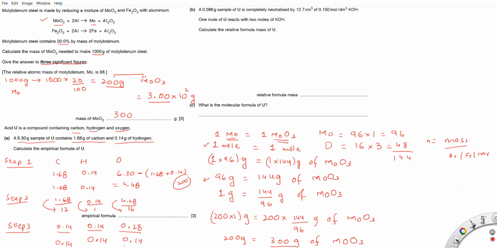So the empirical formula can be written as CHO, since my compound contains carbon, hydrogen and oxygen. I'm using the symbols of the elements, and now this carbon is 1. We don't usually write 1, but I can show you by writing carbon 1, hydrogen 1 and O2. So it can be simplified as CHO2.